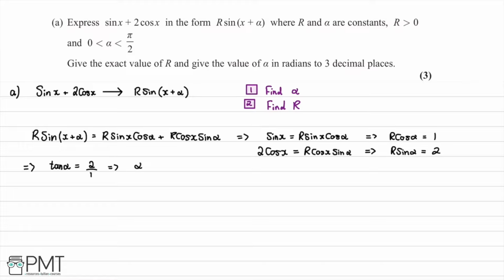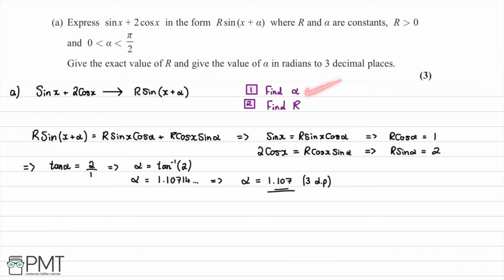And therefore, we can work out that alpha is going to be equal to the inverse of tan of 2. We put that into our calculator, remembering that our calculator should be in radians mode, and this comes out as 1.10714, etc. So therefore, to 3 decimal places, alpha is going to be equal to 1.107.